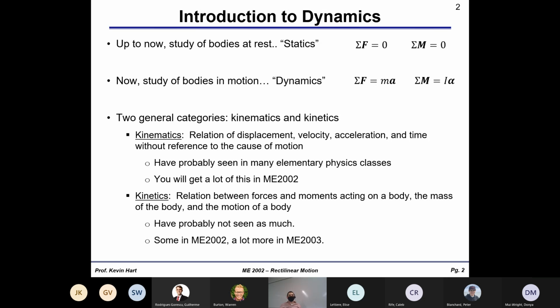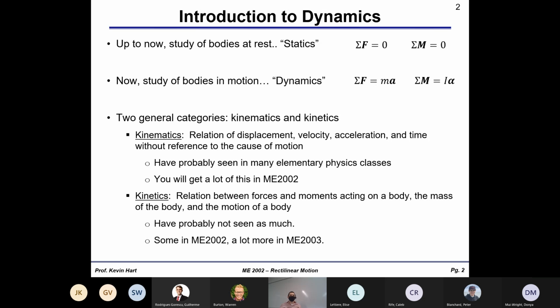Kinetics tells you how your acceleration and your velocity and your position came to be by discussing forces and moments that act on your object. Okay, that's the difference between kinematics and kinetics. So kinematics is basically just all the analysis involved with the motion, and then kinetics is how that motion began in the first place.